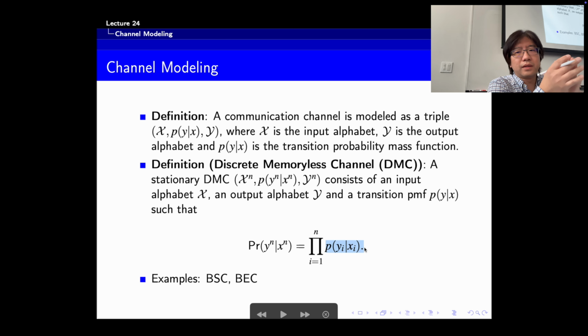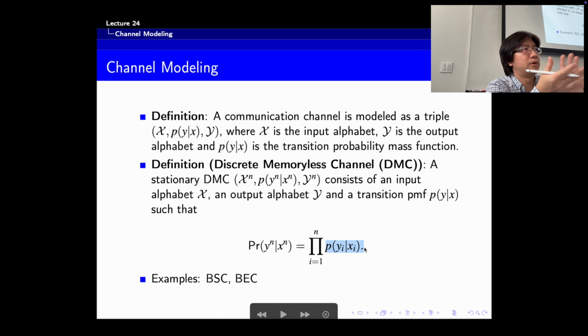All right, and then you may connect this to the discrete memoryless source. The concept is very similar. One talks about the channel, and the other talks about the source. But what we emphasize is that the DMS is a mathematical abstraction, and the reason we do that is that it's easier for our analysis. For the DMC, it is also easier for our analysis for sure, but this is also kind of practical.